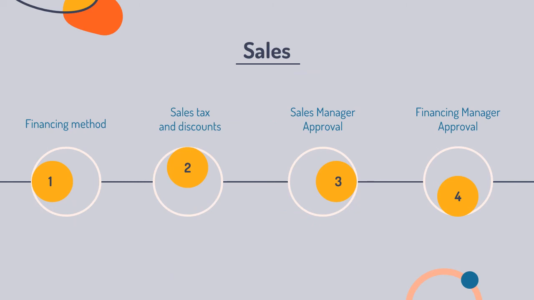The next requirement relates to sales. When a sale is made, the customer financing method needs to be recorded. This could be dealer financed or an outside bank. In addition to financing, sales tax and discounts for sales must also be recorded. In all cases, a sale must require the approval of a manager. In the case of a dealer loan or a lease, a financial manager approval is also required and recorded.